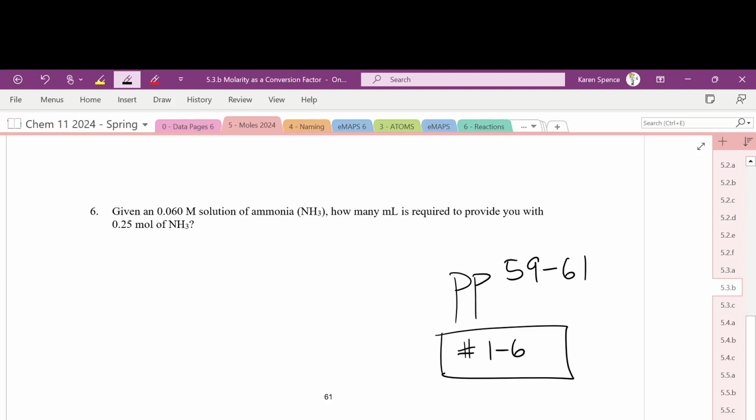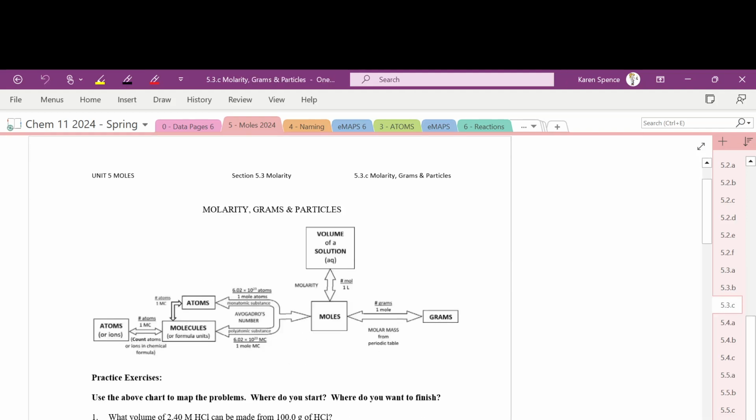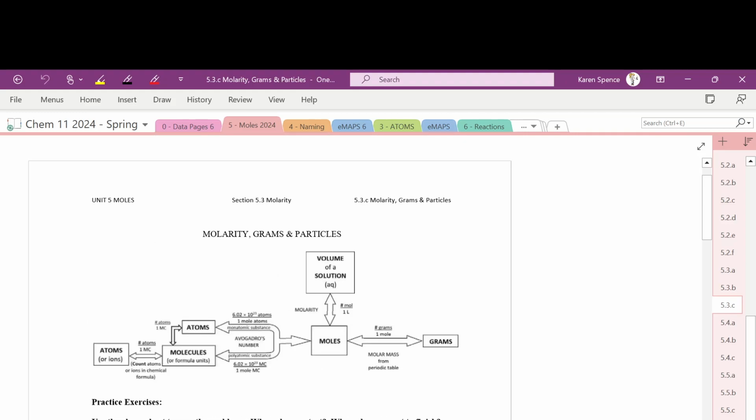And if you're bored, you can always work ahead on 5.3c. You actually know how to do everything here now. You're just adding in that one extra conversion factor. Okay, so if you're like, I'm done, I'm bored, 5.3c, okay?